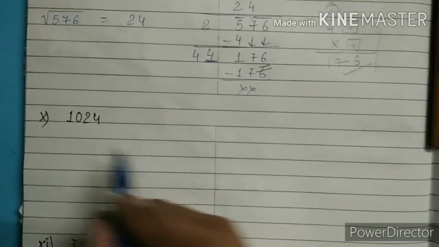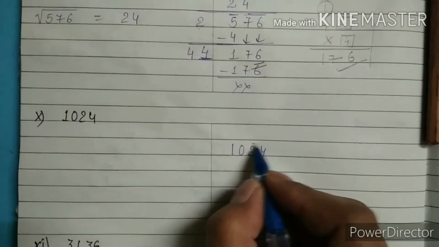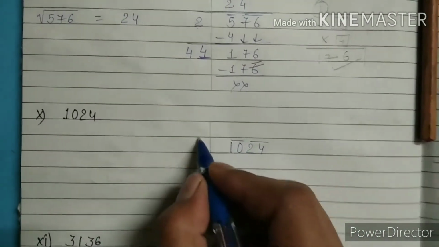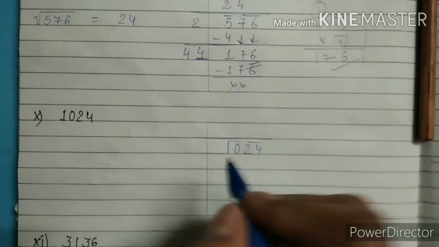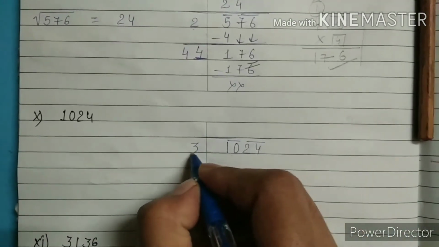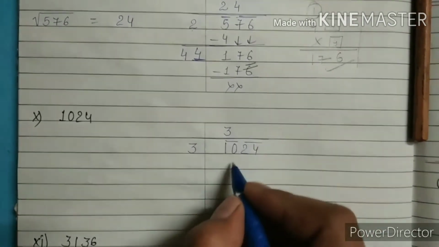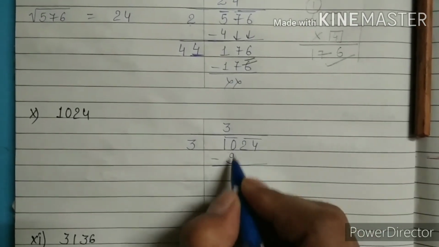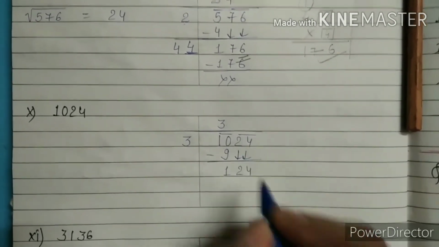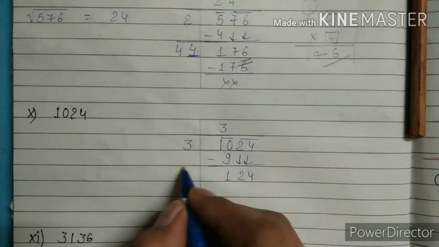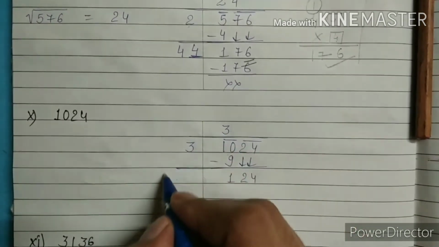Now the 10th question is 1024. Now we will do the pairing. Now whose square is less than or equal to 10? 3. 3 square is 9. So here is 3. If here is 3, so here is also 3. 3 3s are 9. 10 minus 9 is 1. Now the next pair will come downside as it is. Now 3 double will come here. 3 double is 6.